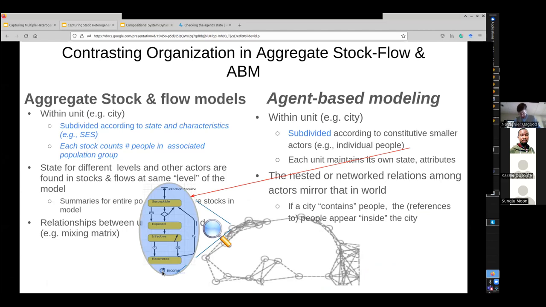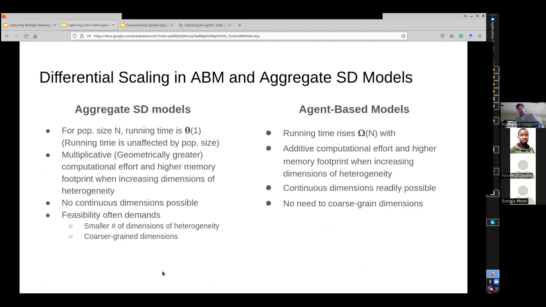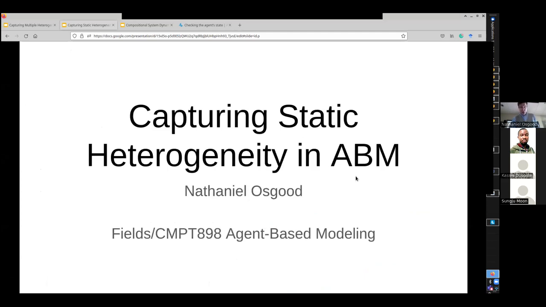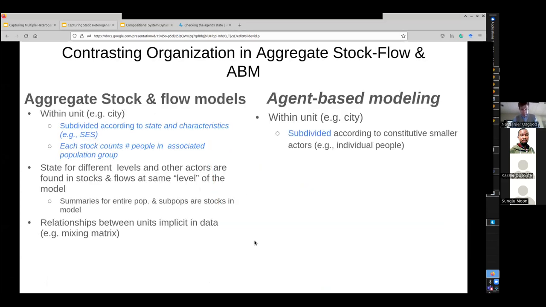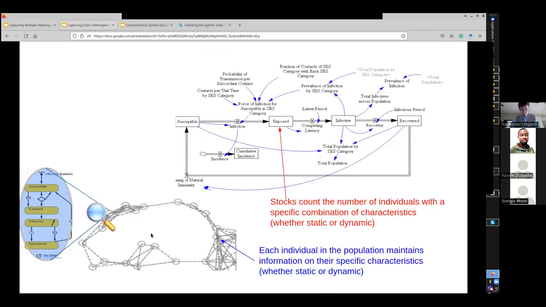But last time we talked about this issue of static heterogeneity. And I argued at the end, it doesn't come for free. Keeping track of each individual in the population, each of these people here in this network, rather than just counting the number in these states, has a cost. It has a performance cost. If we double the size of the population, we have to keep track of twice as much information. We have at least double the memory and at least double the processing time in a naive implementation.